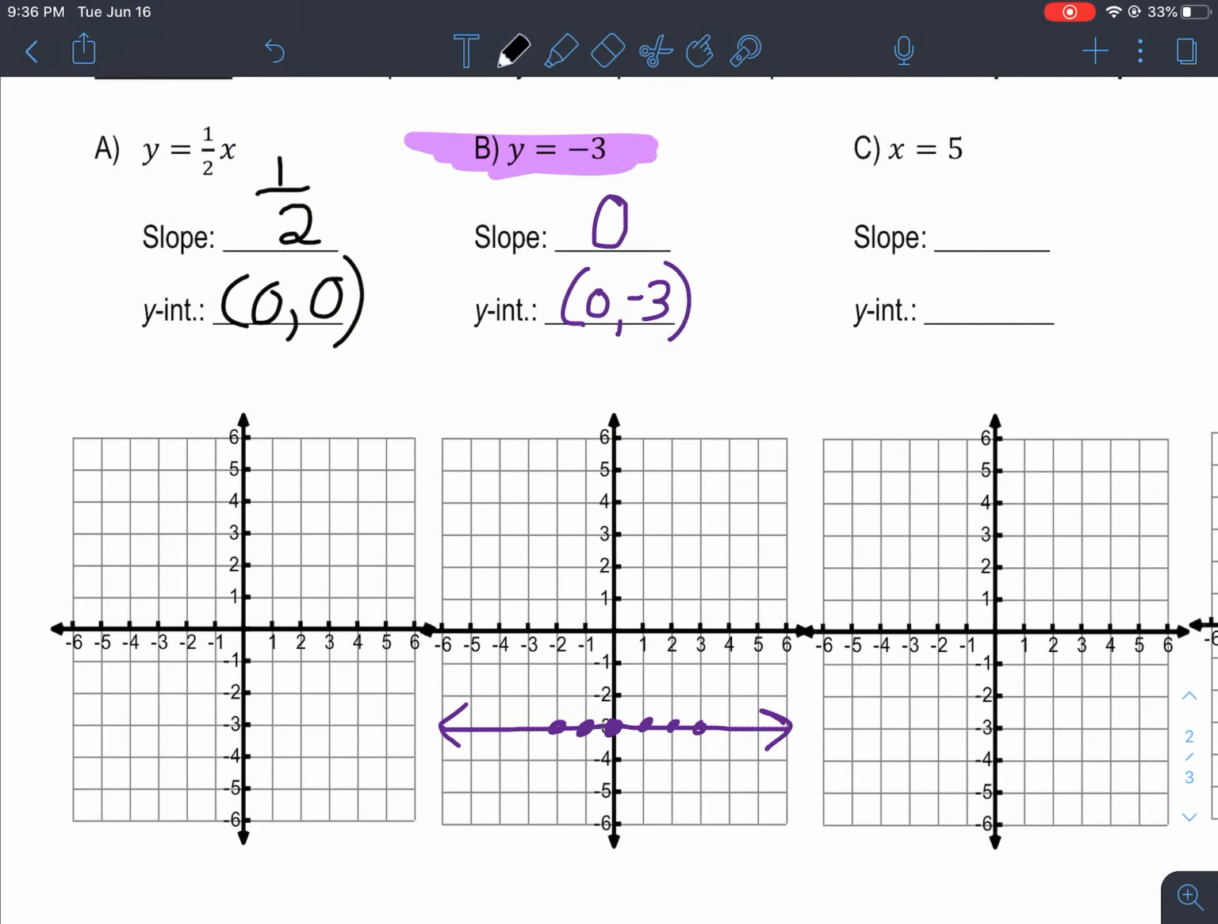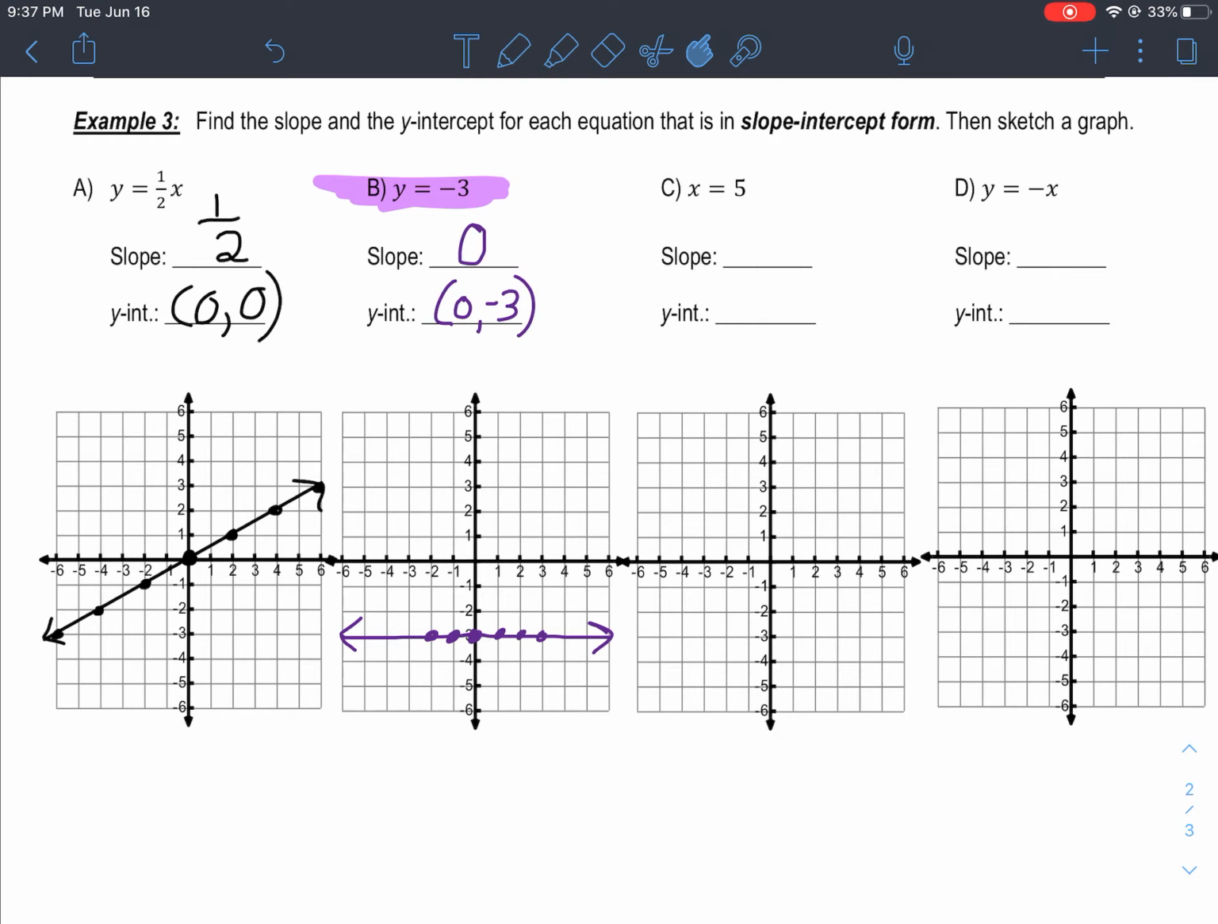And while I'm working on this one, I'm just going to plot A really quick. Our y-intercept is 0, 0, and our slope is 1/2. So up 1 over 2, up 1 over 2. And when you run out of room, you can always work on the other side and do the opposite. Instead of going up and right, you go down and left. Down 1, left 2. And connect your points, and don't forget about those arrows.